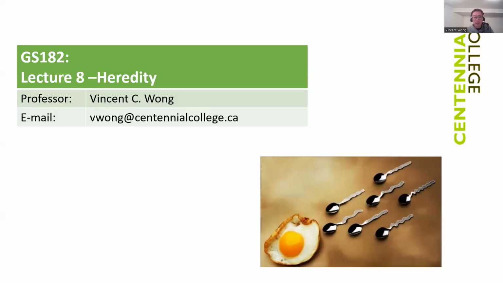Hello, good afternoon, everyone. We are going to be starting lecture 8 today, which is heredity. And we're going to learn about the basis of how we produce sperm and egg, which is called meiosis, and that's related to mitosis. There are many similarities, but of course, there are some differences as well. So we're going to spend the first part of the lesson learning about that, and then we're going to switch to solving genetics problems.